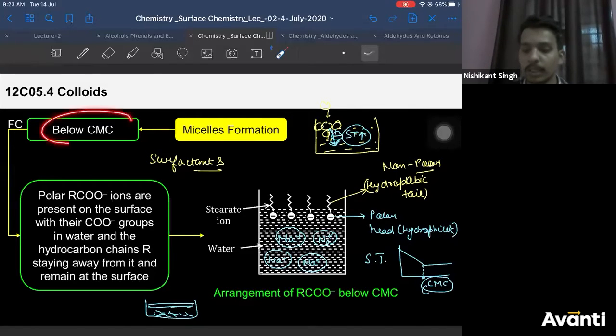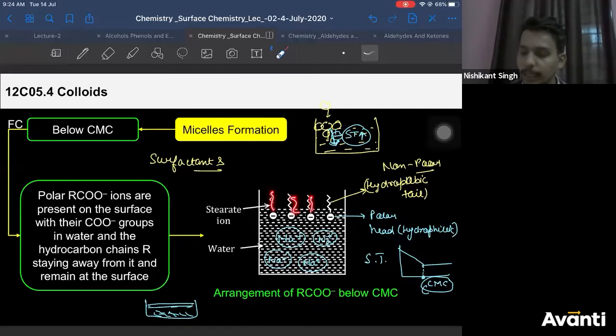So before CMC, your soap molecules get oriented like this. They act as surfactant. I told you, right? They act as surfactant. They decrease the surface tension of water. We had seen the graph also. Surface tension keeps decreasing till CMC. After CMC, it becomes constant. We had seen this graph also, right?